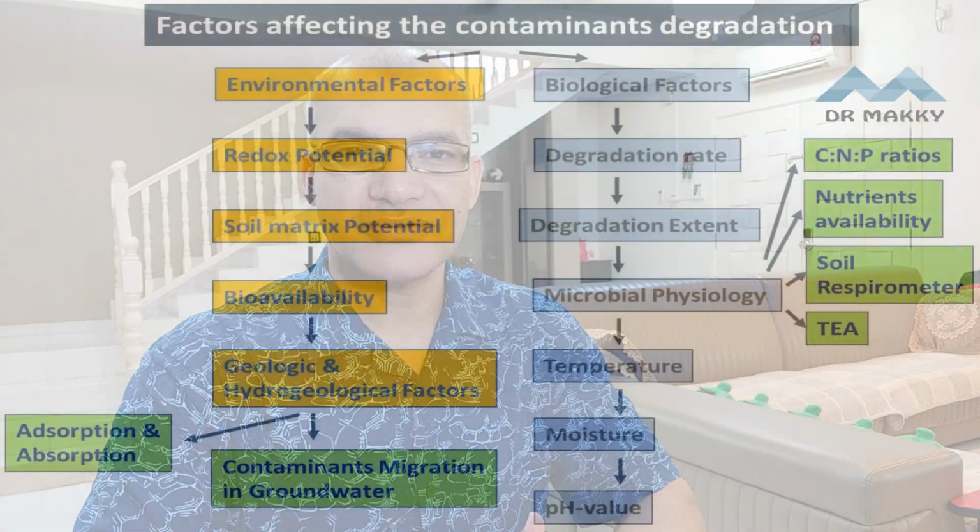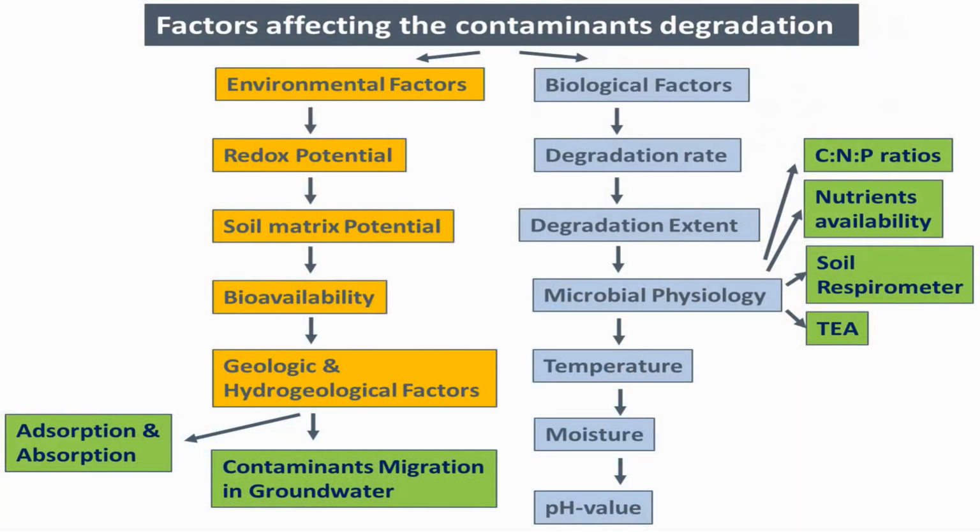In this video, we need to explain what the factors affecting the contaminant degradation are. These factors are the biological factors and environmental factors. In the figure provided, I will summarize the factors affecting the contaminant degradation. You can see these factors are biological factors and environmental factors. Today we will focus only on the biological factors, and the environmental factors will be covered later on.